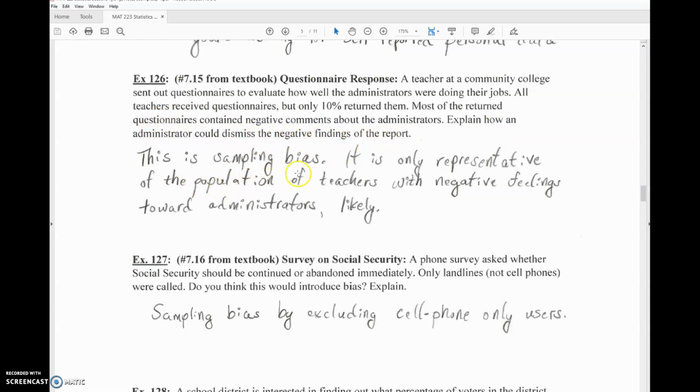Again, this is sampling bias. It's only representative of the population of teachers with negative feelings toward administrators, likely. Right, so sampling bias, we don't get a good representative sample. First of all, only 10% of the people return them. They got to choose who returned them and who didn't. And if they were all negative comments, likely only the people who felt negatively about administrators responded, or at least those who felt confident and weren't going to get in trouble or something like that by responding.